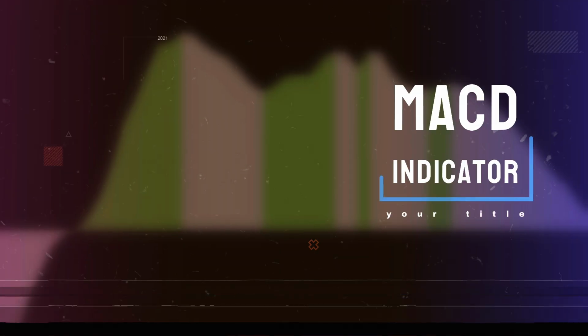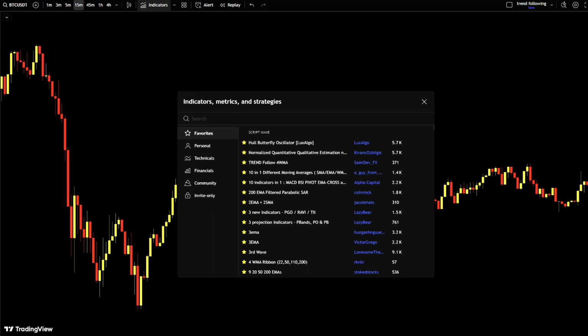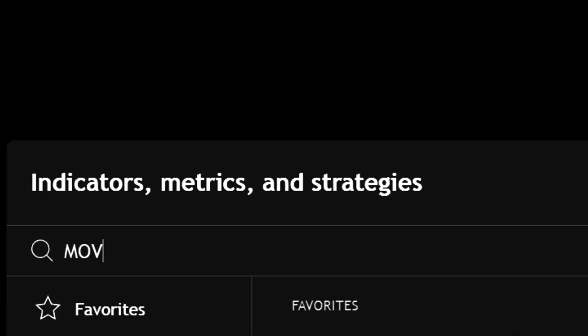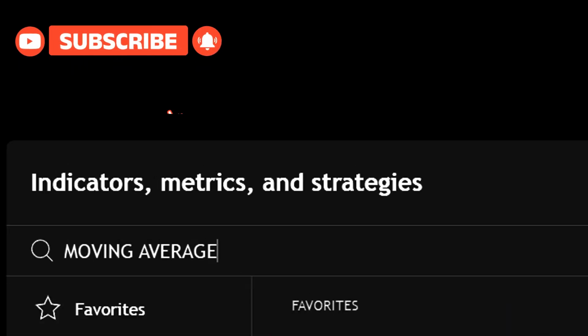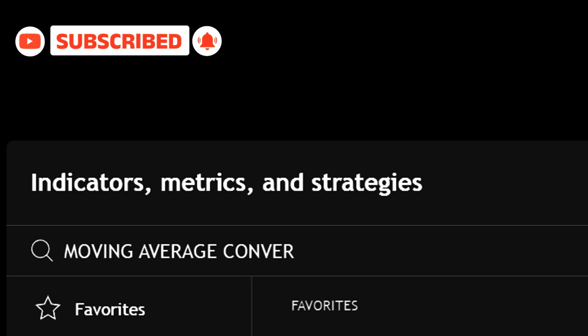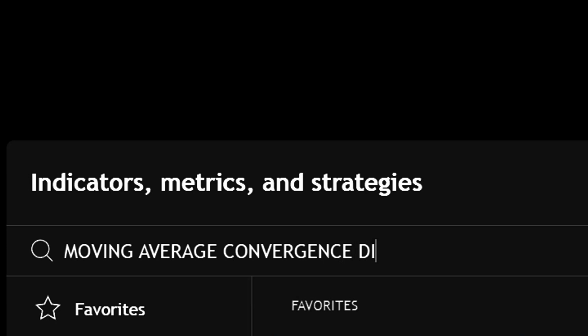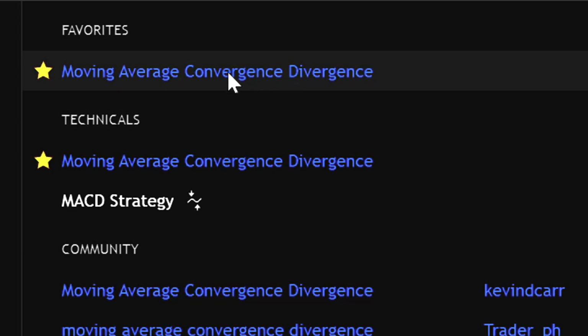So how do we avoid getting caught in that chop? We need a filter. And for that, we're just gonna use another classic indicator, the MACD. Let's add it to the chart. When you first put it on, it looks pretty busy, right? There are lines crossing all over the place, but we're going to strip this way down. We don't want more signals, we just want a simple yes or no on the trend.